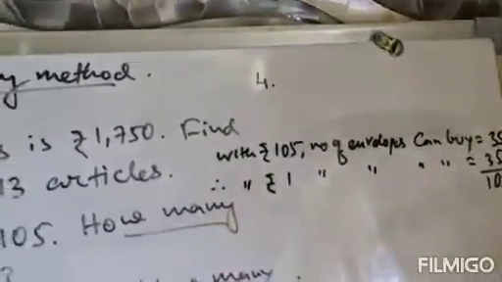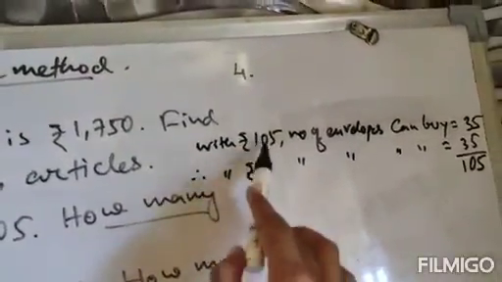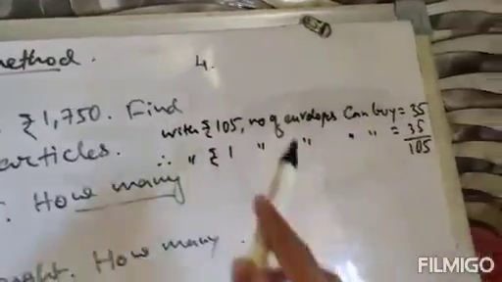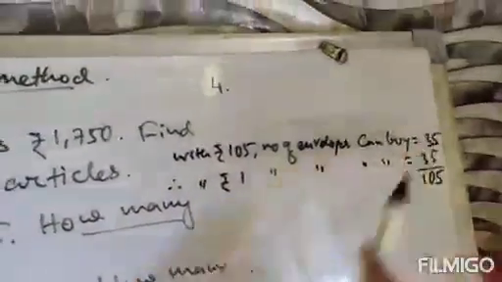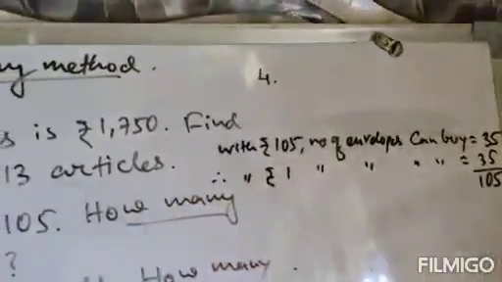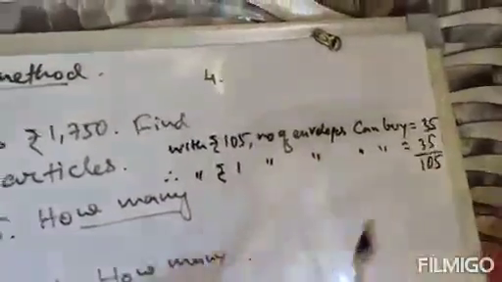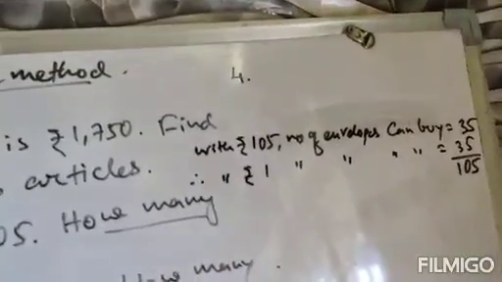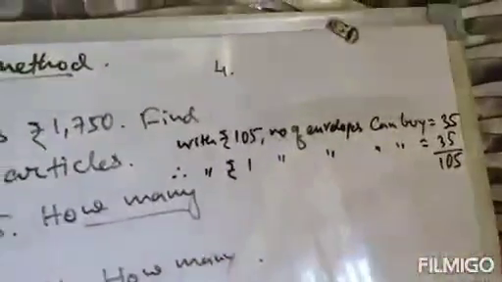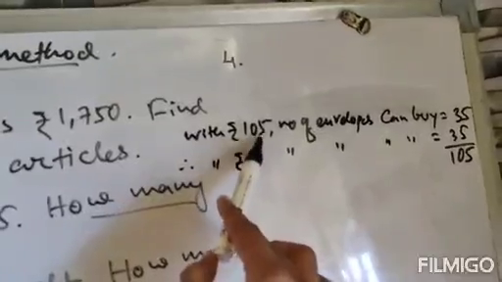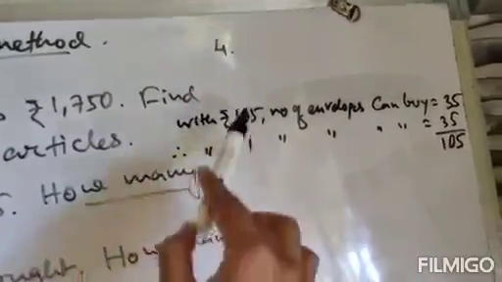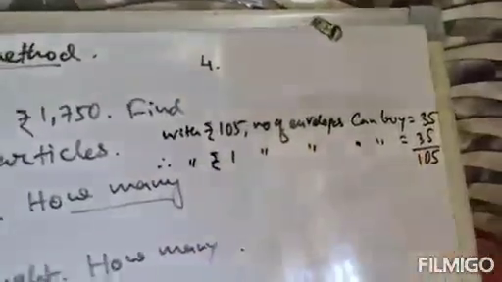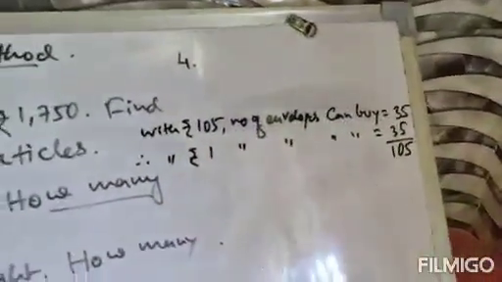Now you have rupees 1, that means from 105 to 1, so you can buy less than 35 envelopes, because if you have 105 rupees you can buy 35 envelopes. Now you have rupees 1 only, so naturally you cannot buy 35 envelopes. You will buy less than 35 envelopes. So if it is less than 35, it will divide by 105. The amount of money decreases from 105 to 1, so number of envelopes will also decrease. If it decreases, it will divide.